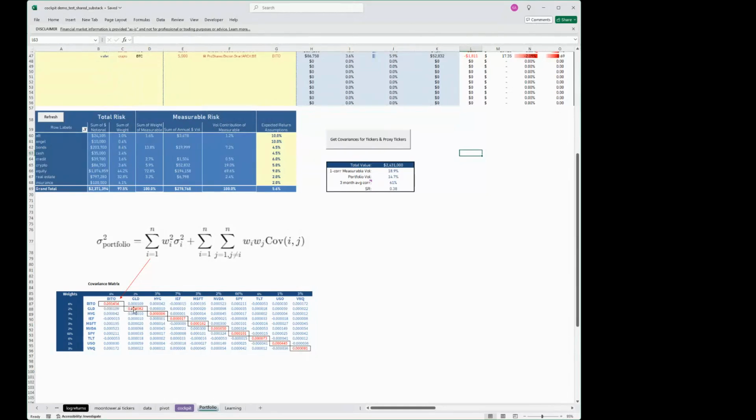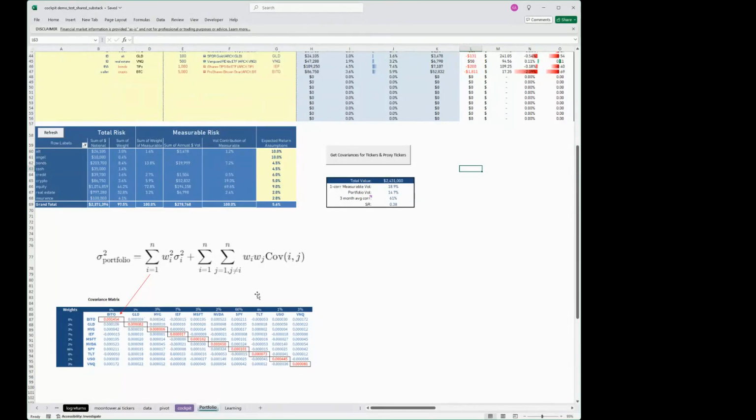So the diagonal, the sum product, or the sum of all these terms, is this term right here. What you have on the row and the column next to it are the weights. Those weights come right from here. These are the weights in our portfolio of each asset, and we're just taking those and squaring the weights and multiplying by each of their variances, which is this red diagonal.